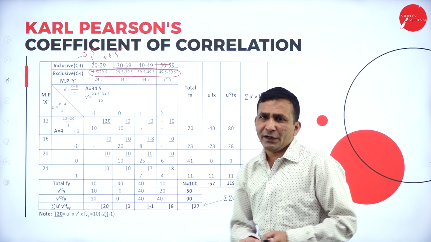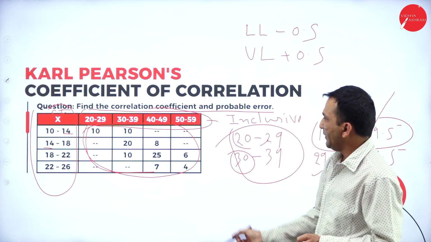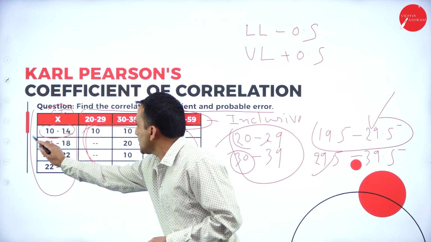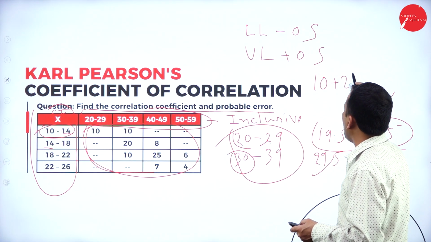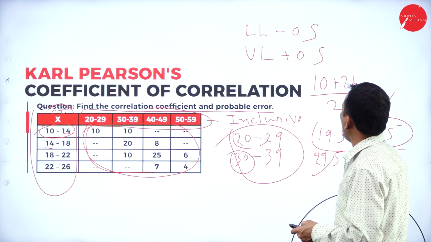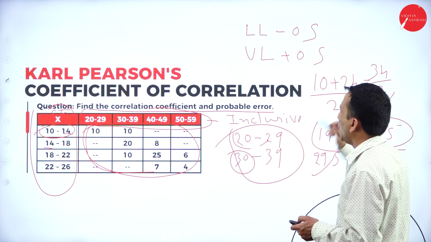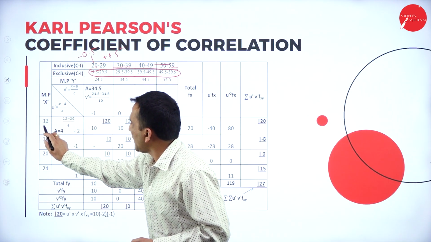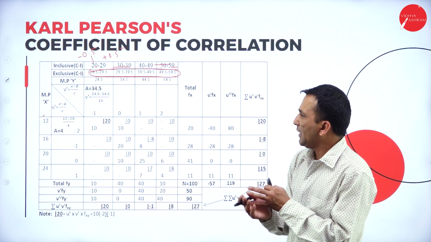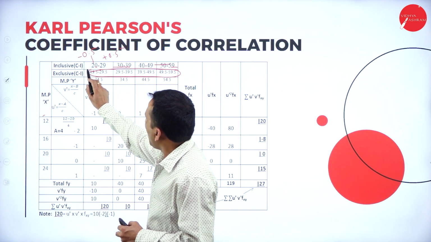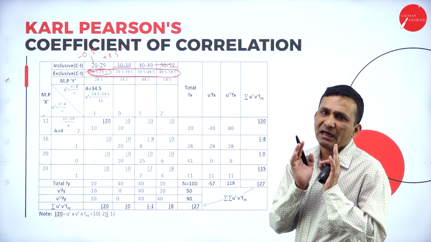Okay, how do we find the midpoint, or X value? From the X series class interval, you just write 10 plus 24 divided by 2. So 34 divided by 2, we get exactly the midpoint. So the conversion process is completed. Here also it is the same: after conversion, we need to identify the exact midpoint.